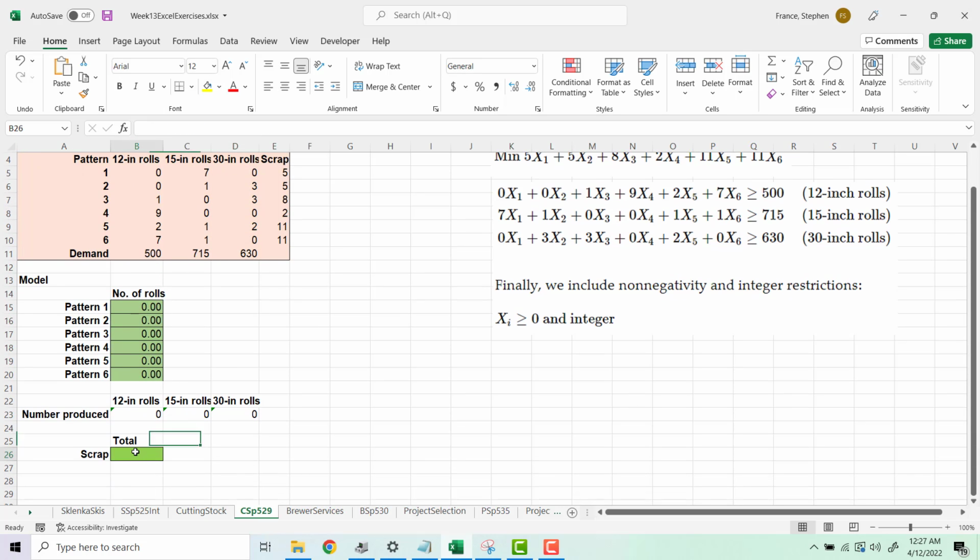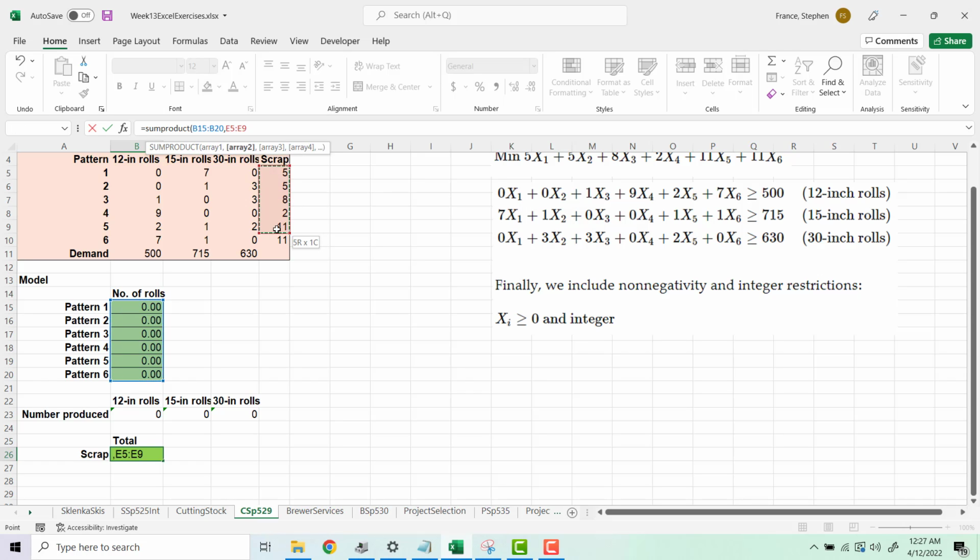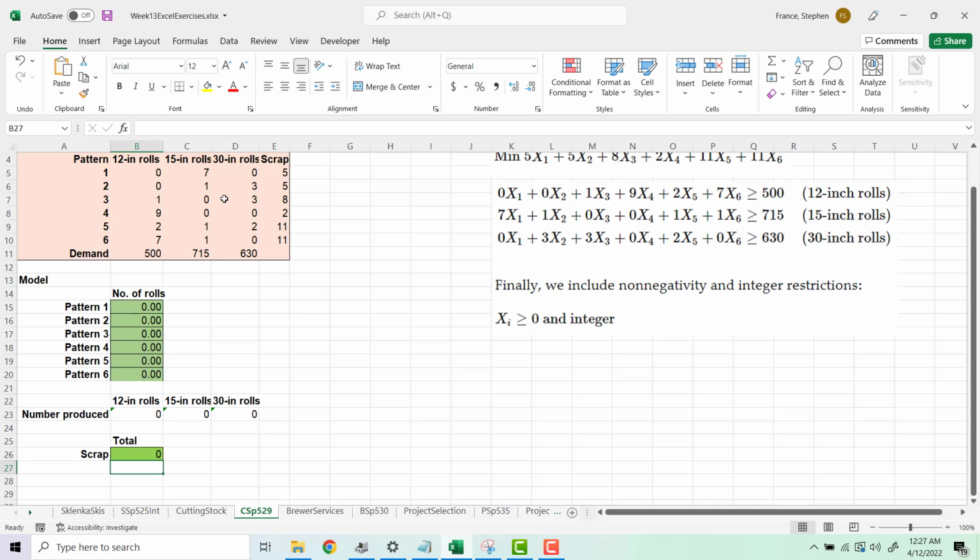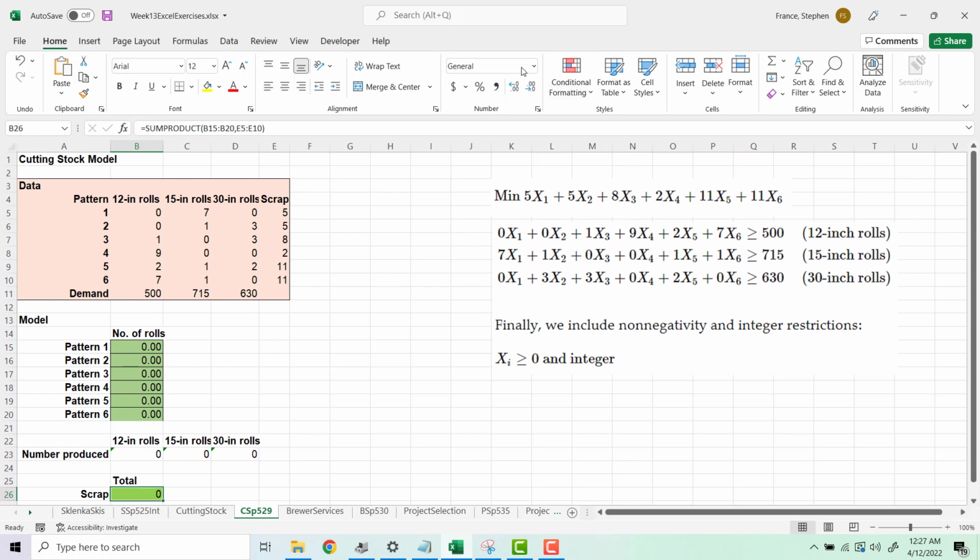And we want to minimize, again, SUMPRODUCT of the number of rolls with the amount of scrap. Beautiful. So we've done our constraint, and we've done the scrap. Let's just run the solver.